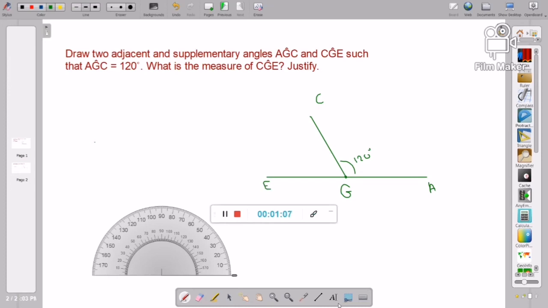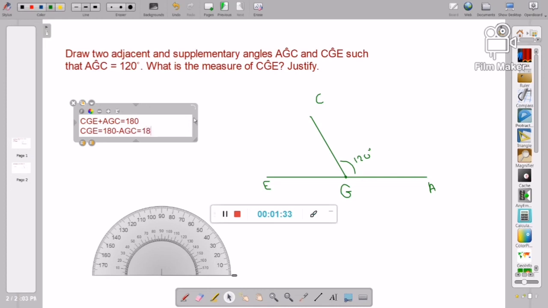Now to find the measure of the angle CGE, I need to remember that they are supplementary. So CGE plus AGC equals 180 because they are adjacent supplementary. In order to find CGE, I need to write it's equal to 180 minus AGC, so equal 180 minus 120, which is 60 degrees.